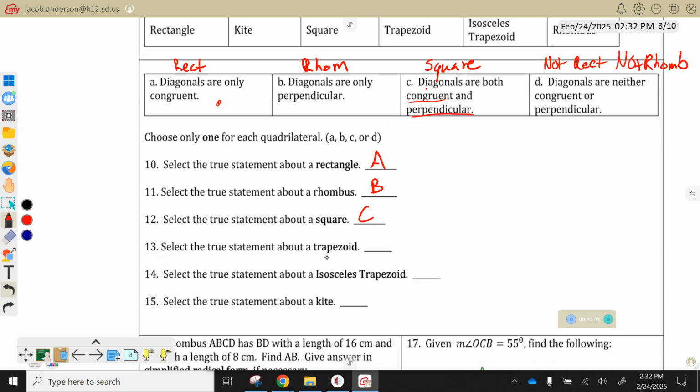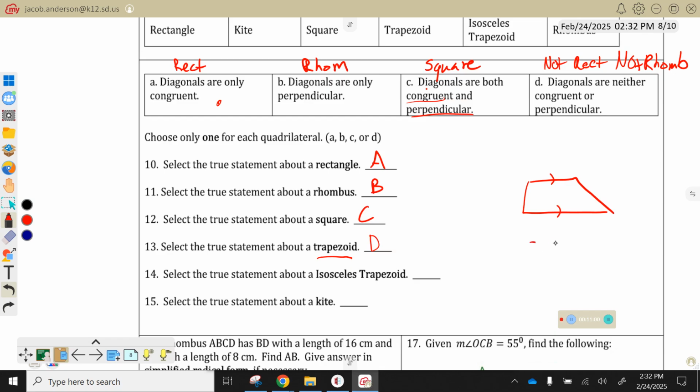Then it says select the true statement about a trapezoid. Ooh, a trapezoid. If you remember, we don't have a ton of rules about trapezoids. We really only have the one where just one pair of opposite sides are parallel. So I don't think any of that up top is true. So we'll have to go with D, where it says really nothing is congruent or perpendicular.